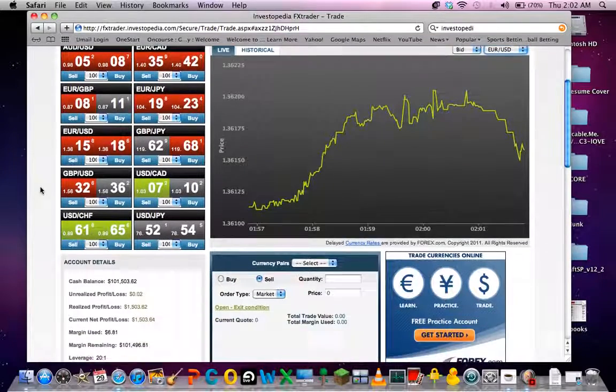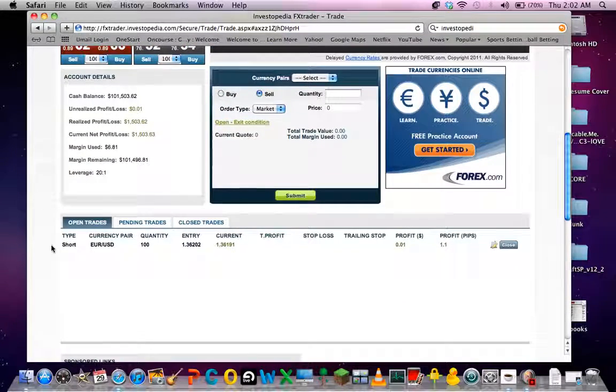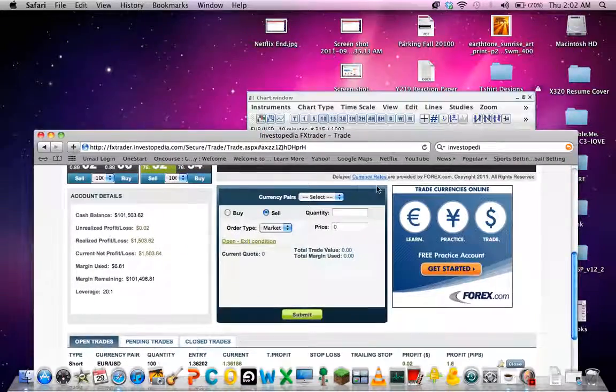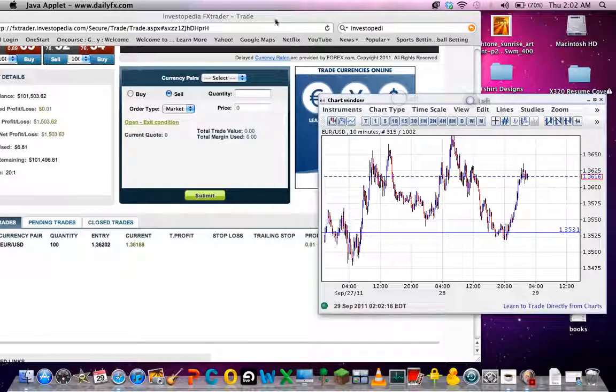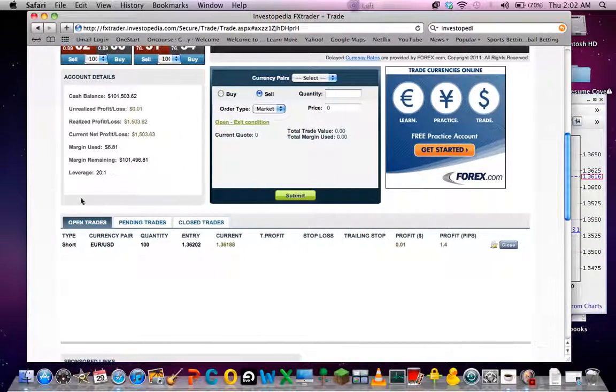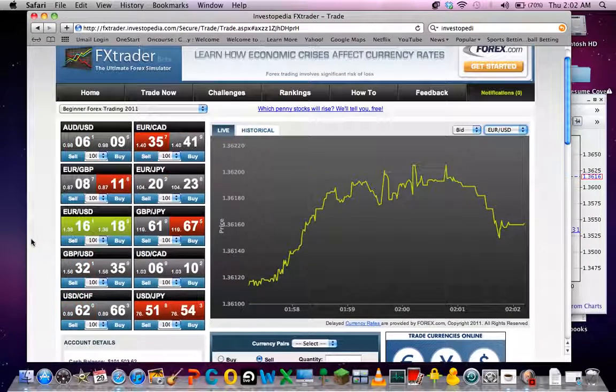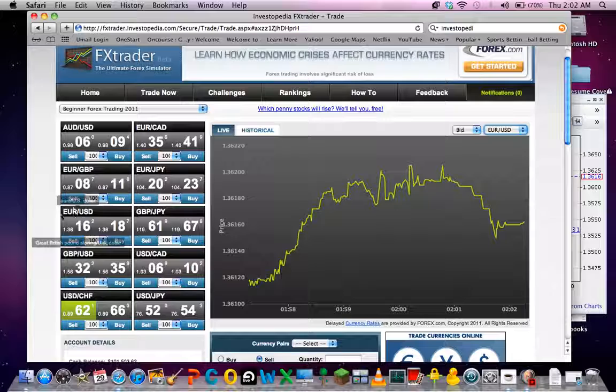I've already done that for you just to show you guys. And here is the trade down here. From the point when I did that to now, it's only gone down about 1.6 pips. So I haven't made too much of a profit yet, but hopefully if the trend continues, you could make a profit on that.